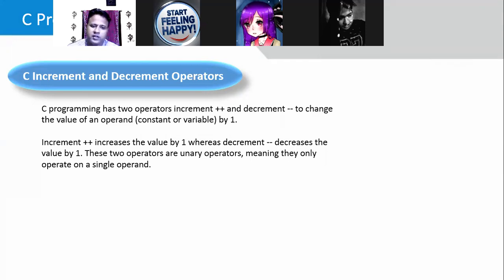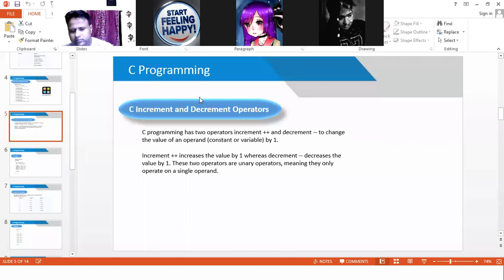So C programming has two kinds of unary operator that you will be using. One is plus plus, another is minus minus. Okay, so if you write the example here, I'm showing you what that unary operator is.